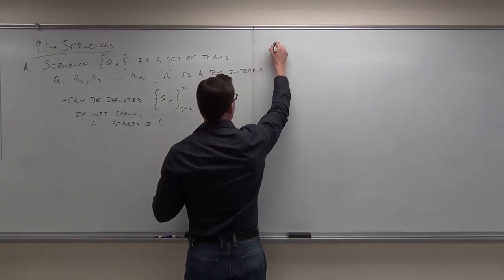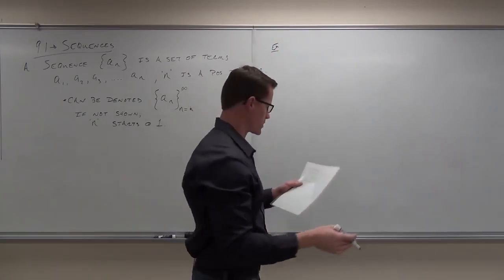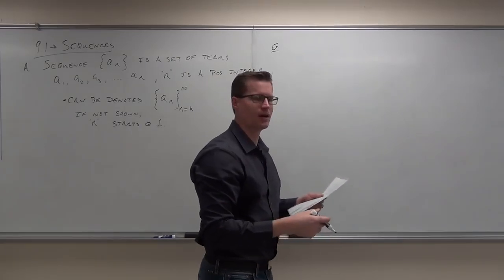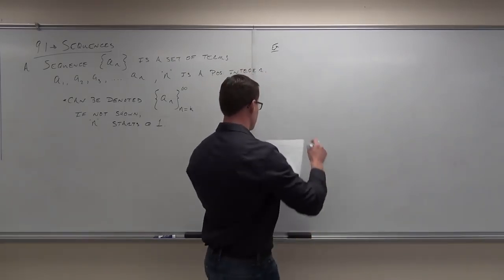So here we go. Here's an example. What we're going to do is we're just going to start listing out some terms for the following sequences. So here's how a sequence could look. I'm going to make it look a little like, what the heck? Just so you see that it's not that big of a deal to list out terms. They're very easy to list out terms.